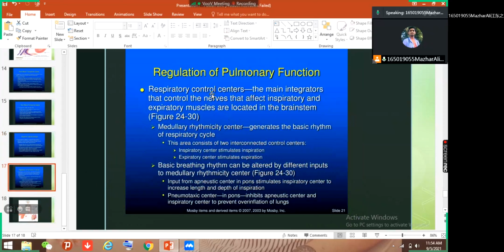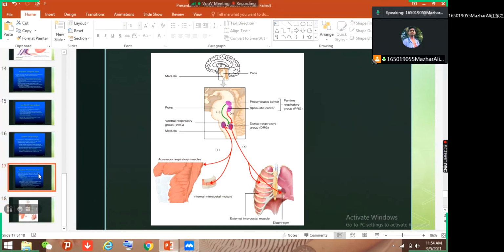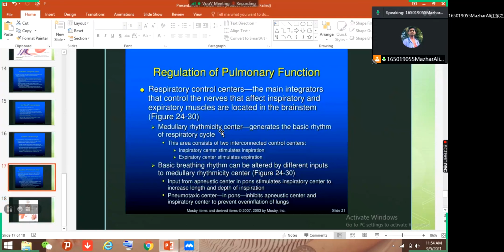So, respiratory control now. I would like to talk about the respiratory center. The respiratory control center is the main integrating center that controls the nerves that affect the inspiratory and expiratory muscles, and it is located in the brainstem. I will show you the medullary rhythmic center. It generates the basic rhythm of the respiratory cycle.